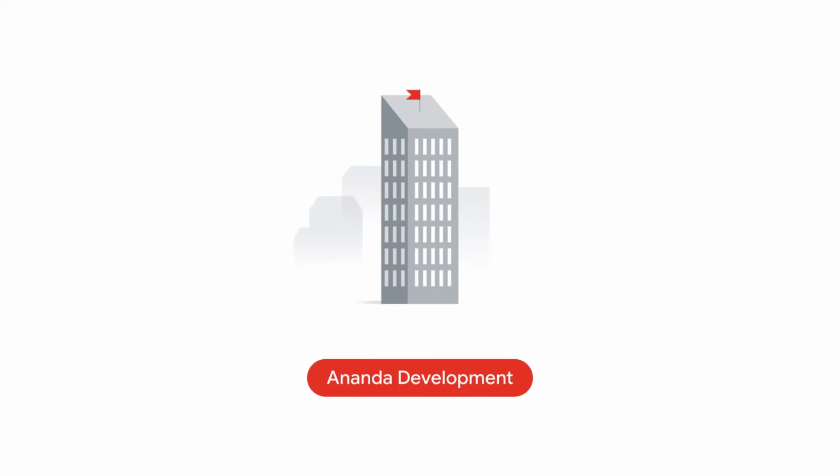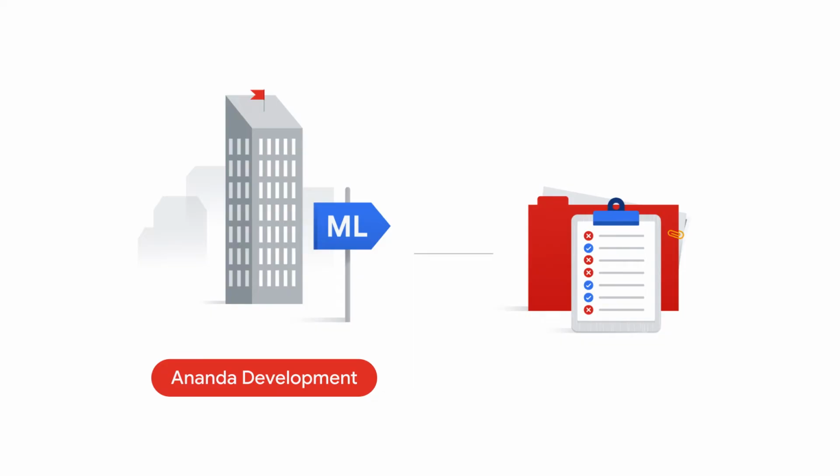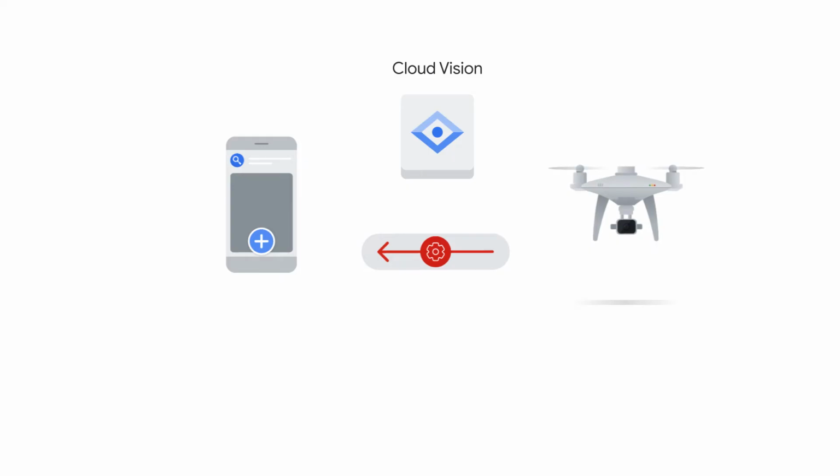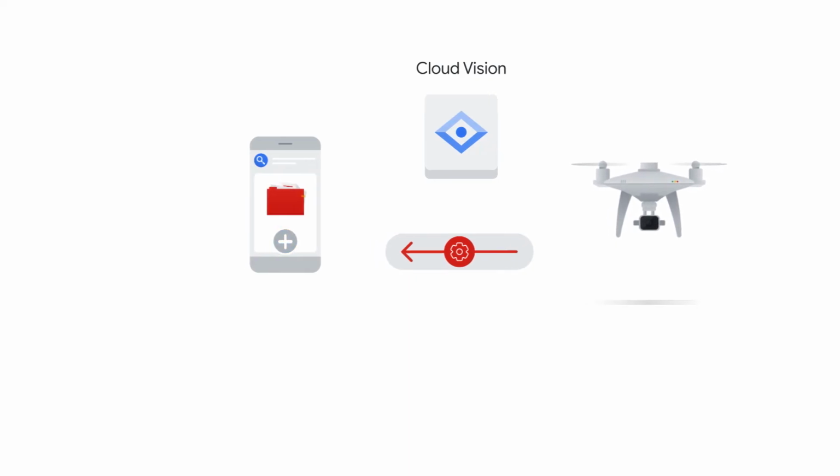Furthermore, Ananda Development wanted to establish a pathway to use machine learning to complete condominium inspections by using remotely piloted drones. They decided to automate that process by using the Cloud Vision API to capture images of defects and automatically classify information about each one.